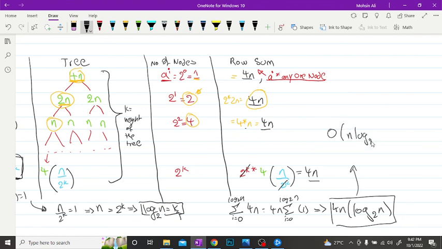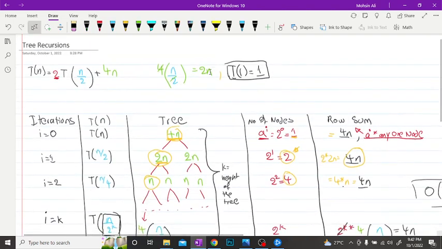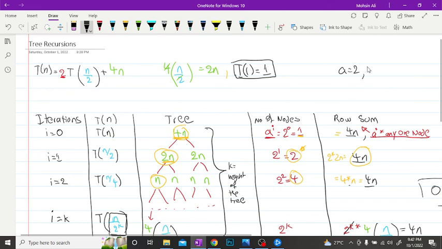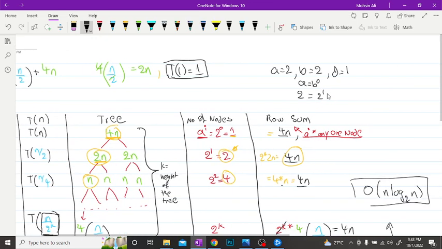And if we apply the master's theorem on this question, where a is 2, b is also 2, and d is 1 because the degree of the polynomial is 1. For this case, this is just 2 equals 2 to the power 1, which is a equals b to the power d, which gives you n to the power d times log n. Sorry, that's not d, that's n. And indeed, this checks out. So that is how you solve recursive tree questions.